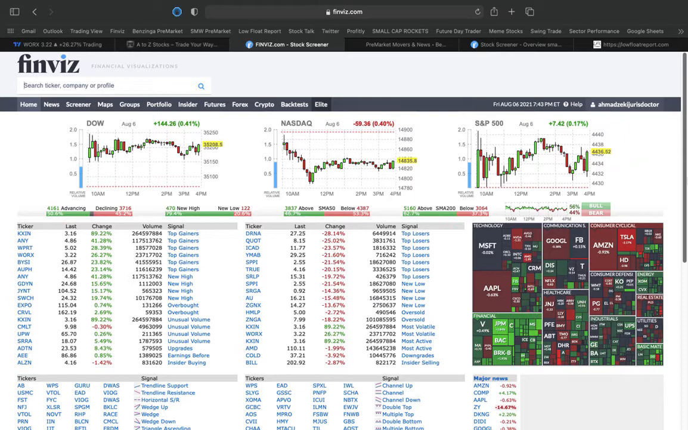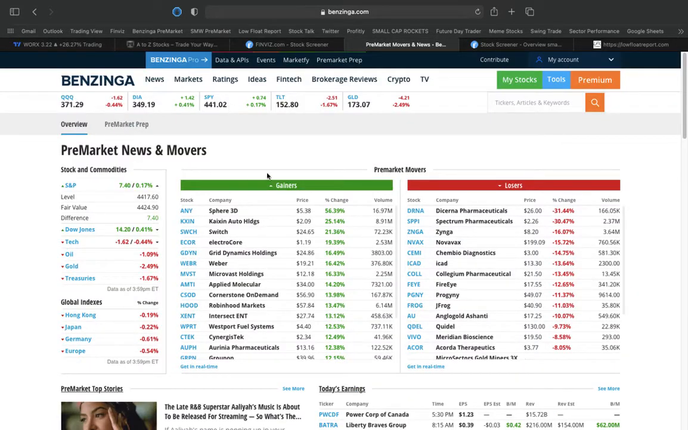I also like to look at pre-market, right? Benzinga is a great resource for looking at pre-market movers, gainers, and losers if I'm looking to go either long or short. Basically, I'm looking for anything above 1 million in volume pre-market to get my attention. What that means is that you should have a lot of buyers and sellers.